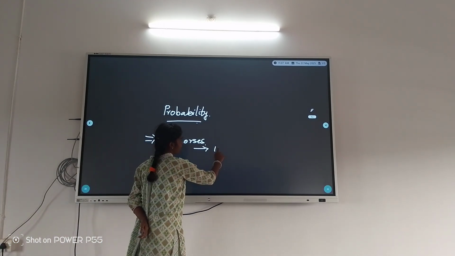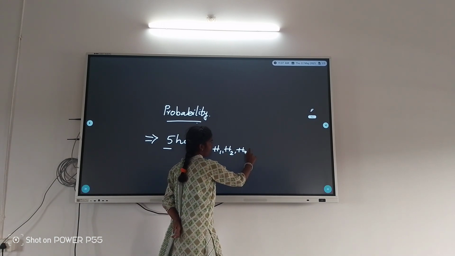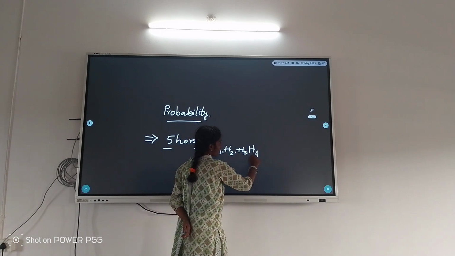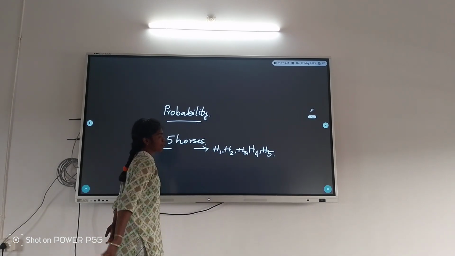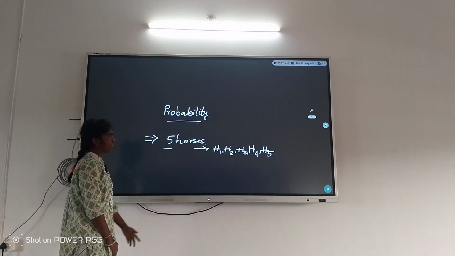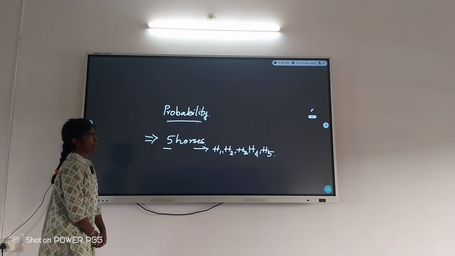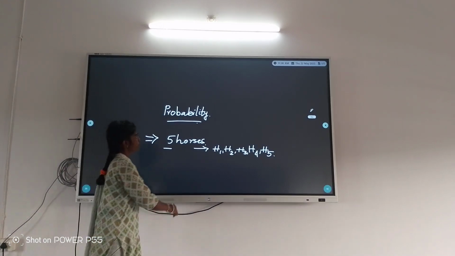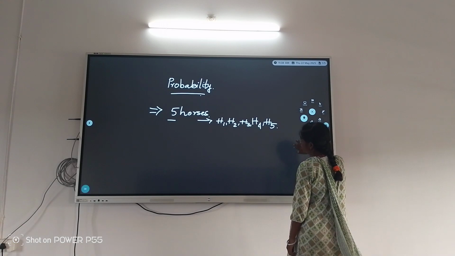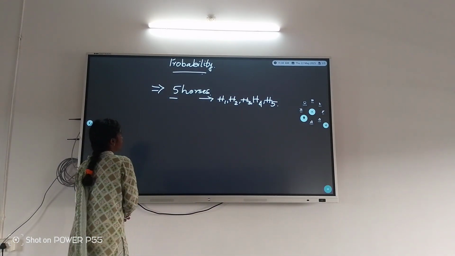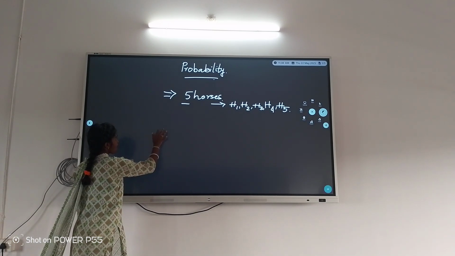Let us assume H1, H2, H3 are the possible outcomes of our probability. We have to check which horse wins the race. We have some other subtopics in this.